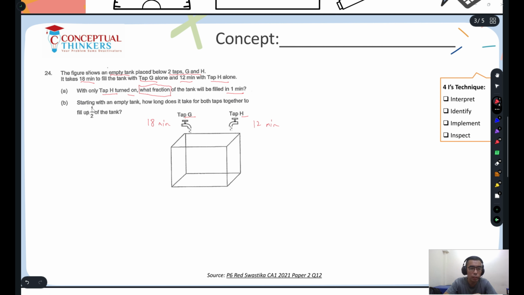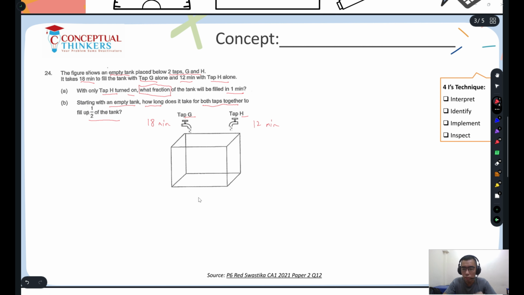Now for part B, starting with an empty tank, so we should be starting from the beginning. They want to know the duration it takes for both taps together, filling up together, to fill up half of the tank.